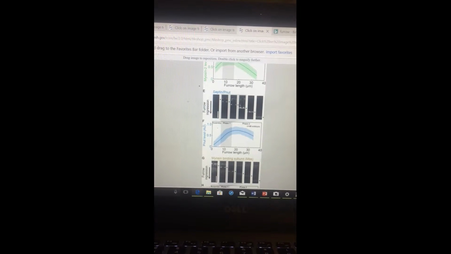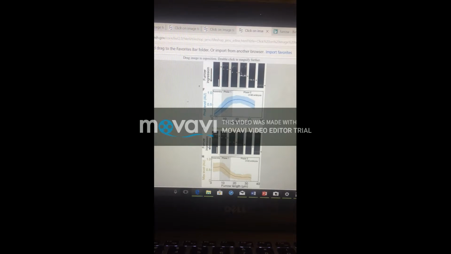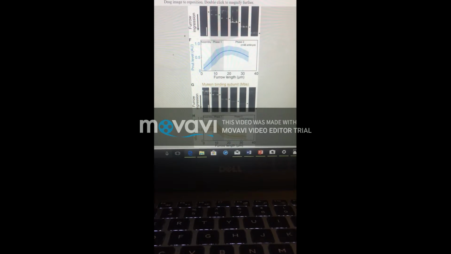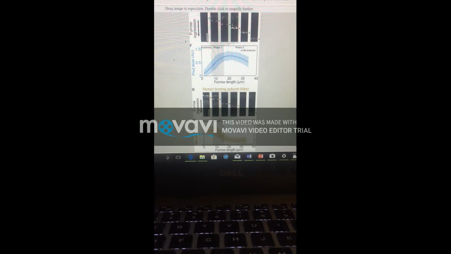E shows septin/peanut stained furrows. F shows that as furrow length increases, peanut levels will increase at assembly and phase 1, but begin to decrease at phase 2. G then shows myosin stained furrows, and H shows that as furrow length increases, myosin levels will stabilize from assembly to phase 1 and then decrease from phase 1 to phase 2.